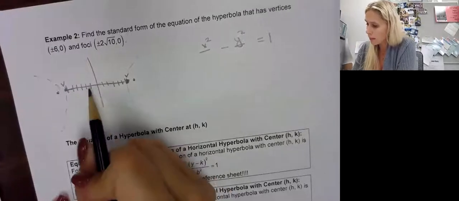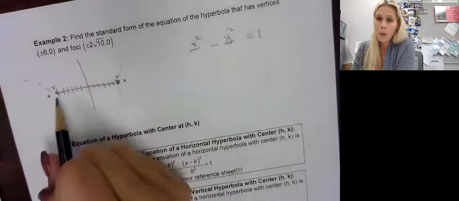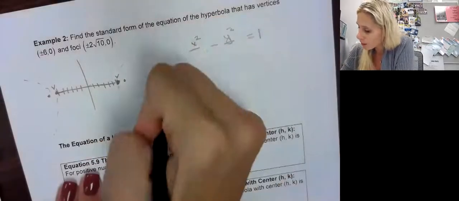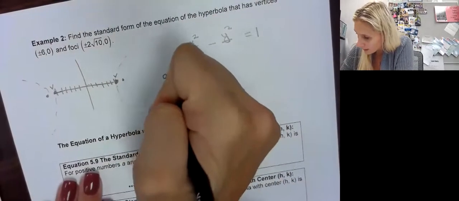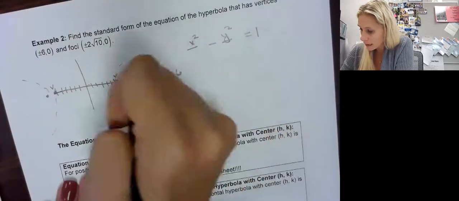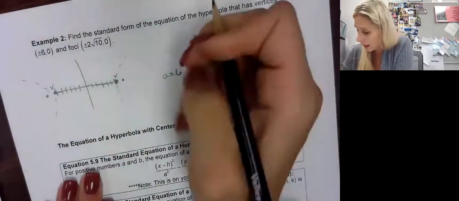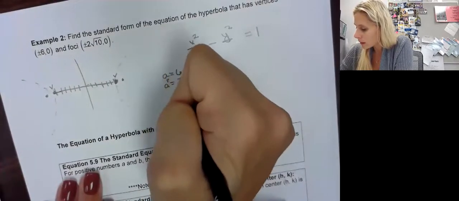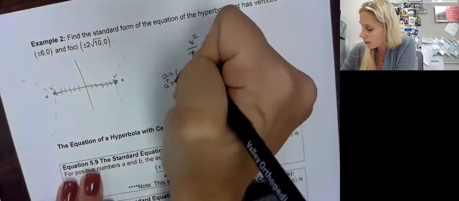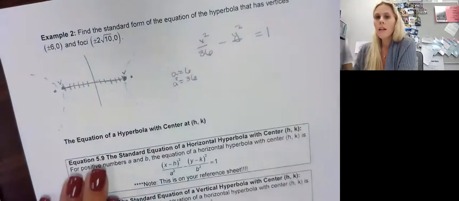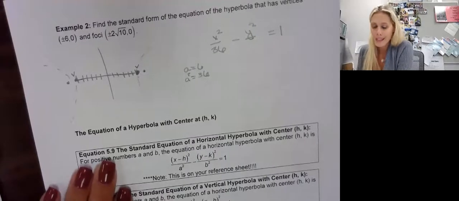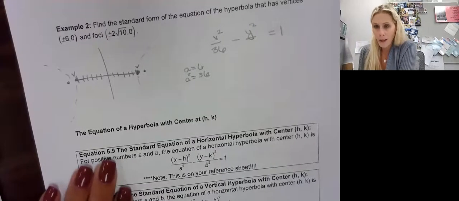Now, let's talk about this. Of course, when we talk about the horizontal here, that is your a value. So think of this. If A is the value of 6, that's how far we went out, right? That means A squared equals 36. So right away, I can plug in that 36 there. Now, to find that B, we can do that by knowing the distance of the foci.